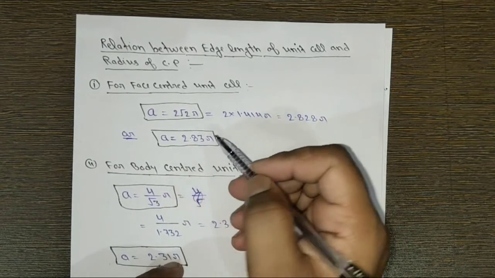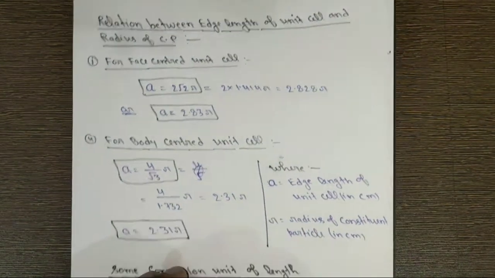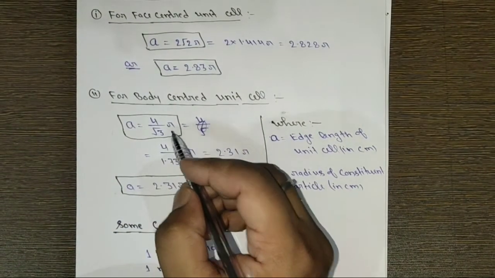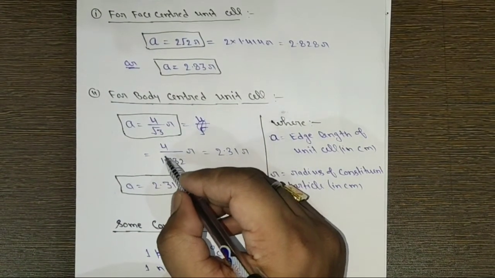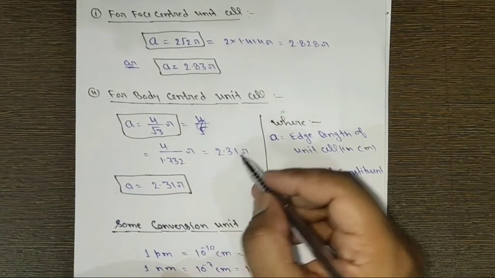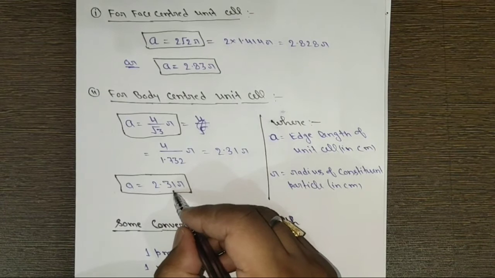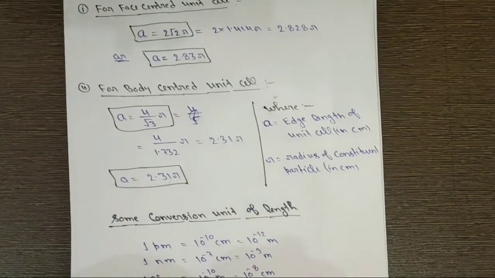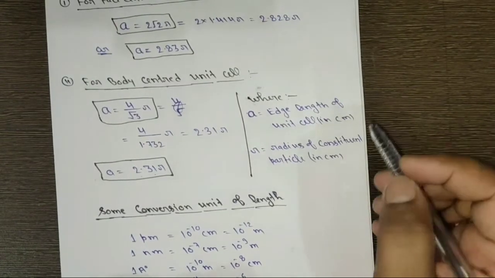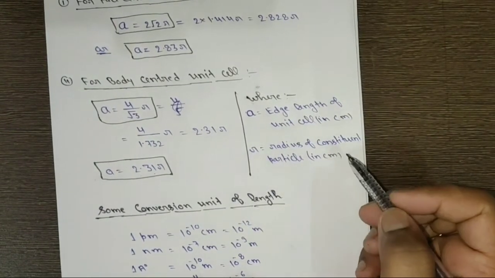For the body centered unit cell, A equals 4 upon root 3 r. Putting the value of root 3 as 1.732 and solving, we get A equals 2.31 r, where A is the edge length of the unit cell and r is the radius of the constituent particle.